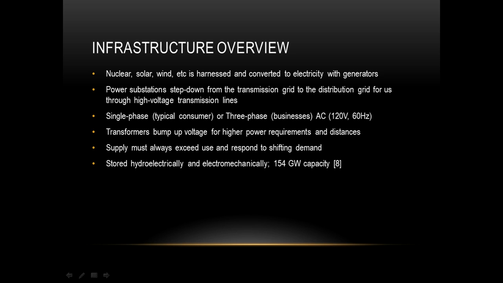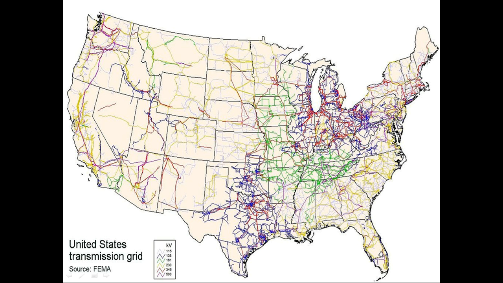If necessary, transformers can bump up the voltage for higher power requirements or distances. The supply must always exceed use and respond to shifting demand to ensure it doesn't get overloaded. It's stored hydroelectrically and electromechanically. In total, around the world, there is 154 gigawatts of capacity. This picture shows the transmission grid of the United States. The darker lines represent higher usage, and the lighter lines represent lighter usage.